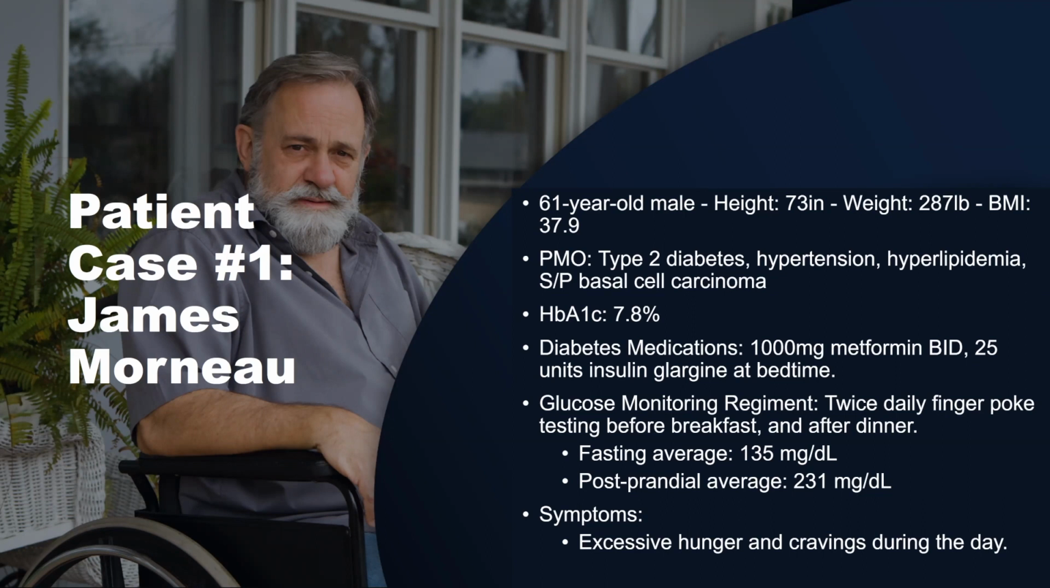Again, he's on 1,000 milligrams of metformin and 25 units of long-acting insulin at bedtime. He does check his blood sugars with a finger stick twice a day, usually before breakfast and after his dinner. His fasting glucose is about 135. His postprandial, after a meal, glucose is about 231. And he has symptoms. During the day, he feels like he has excessive hunger and cravings all day. Makes it hard for him to stick to the diet that he knows he should be sticking to.